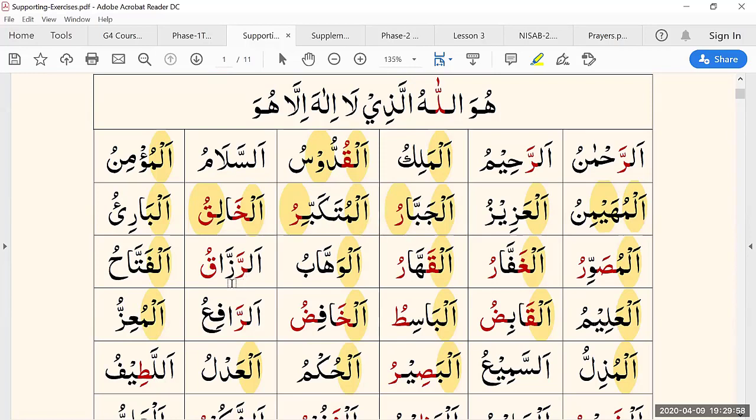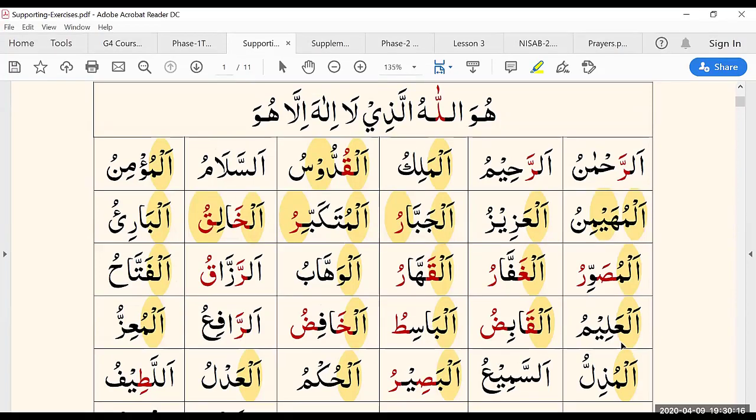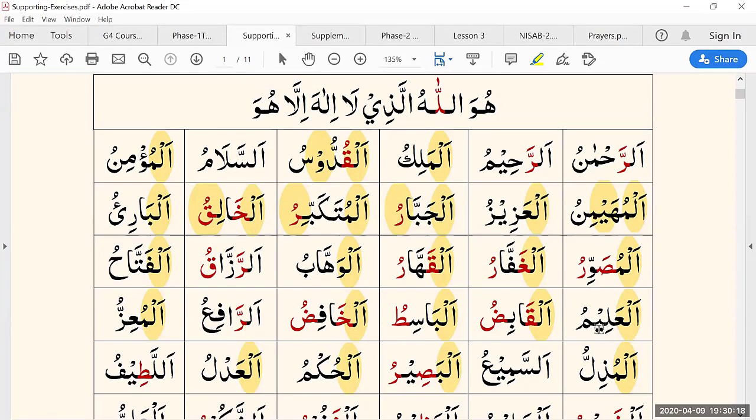Al-Razzaqu. Okay. Za is also mushaddad, so you have to double the sound. Okay. Al-Razzaqu. Okay. Well done. Al-Fattahu. Okay. Al-Alimu. Ain. Al-Alimu.